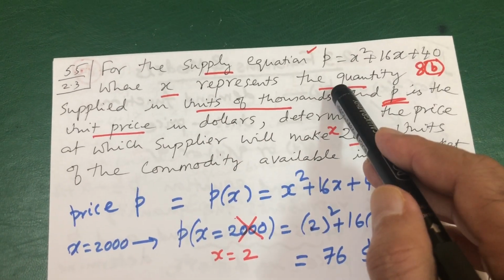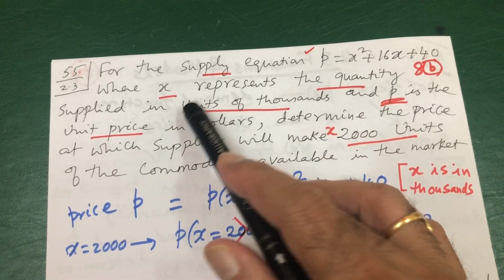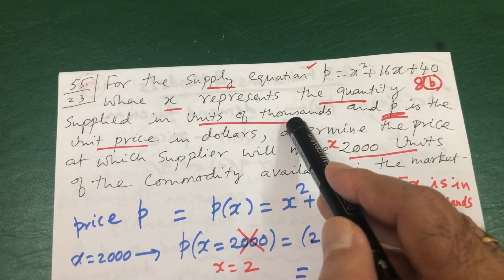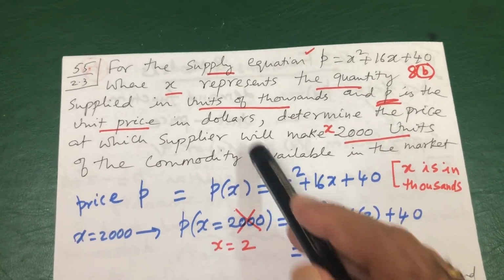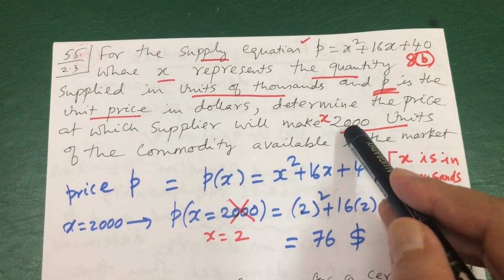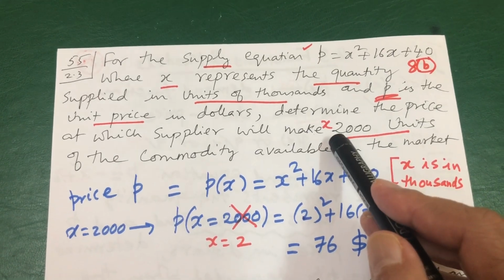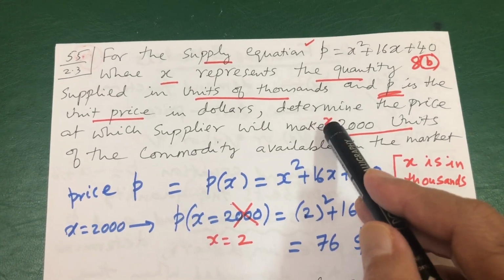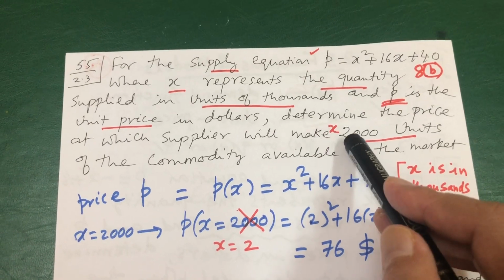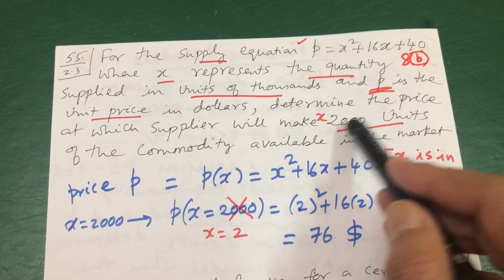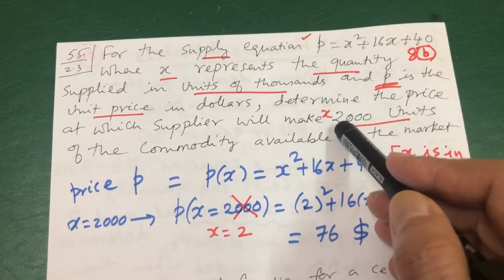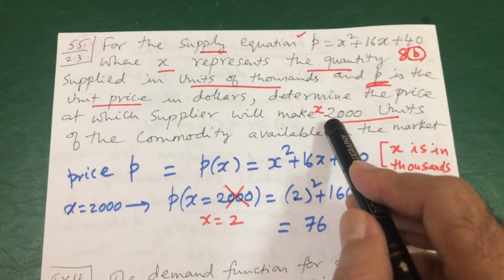X represents the quantity in units of 1000. P is the price. So here 2000 units is the quantity, that is called x. But you should take x equal to 2, not 2000. When you are talking to someone, you say 2000 units, but when you want to write, you should write x equal to 2, not 2000.